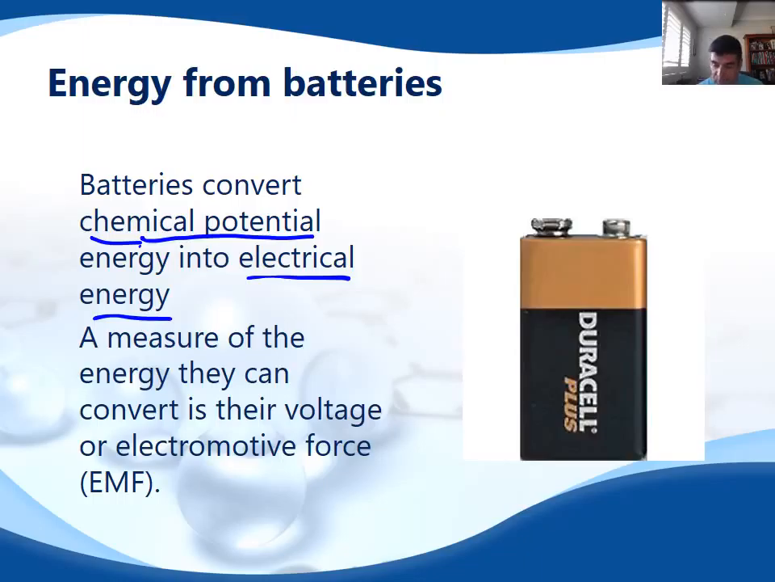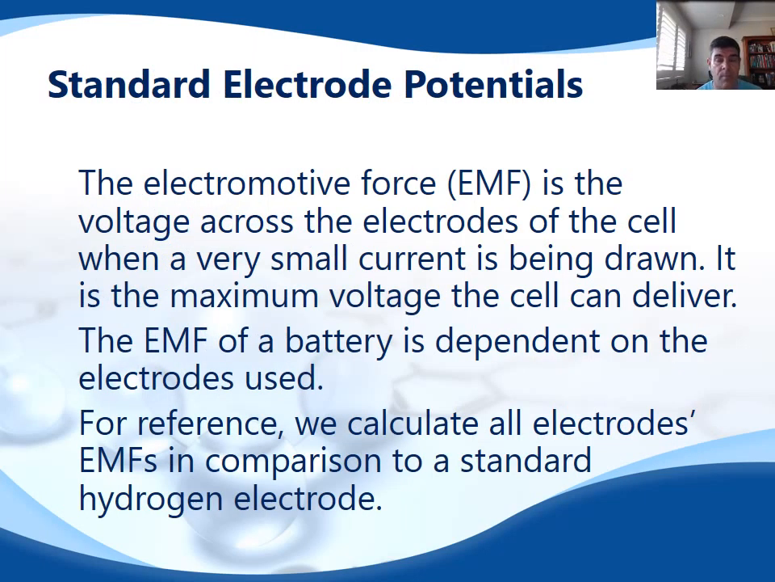The energy that's produced can be represented by a voltage or an electromotive force, or EMF. And we can calculate these values for different combinations of cells. We describe the electromotive force, or the voltage, across the electrodes when a very small current is being drawn. So that will represent the maximum voltage that the cell can deliver. The EMF is usually dependent on the types of electrodes that are used, and also, generally speaking, whether or not those electrodes are participating in the reaction or are simply part of the devices that we use to ensure that the circuit is closed and the current will run through the entire circuit.